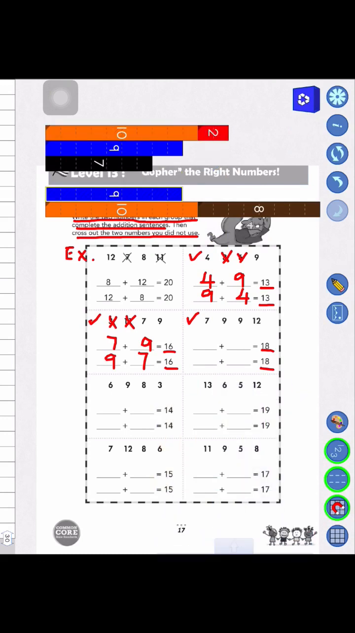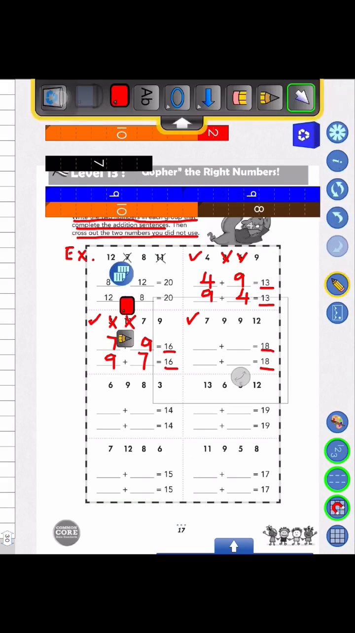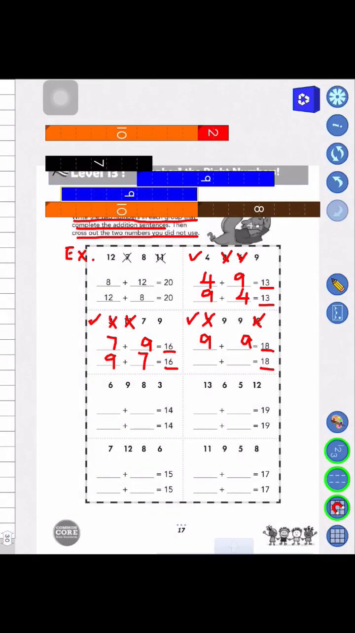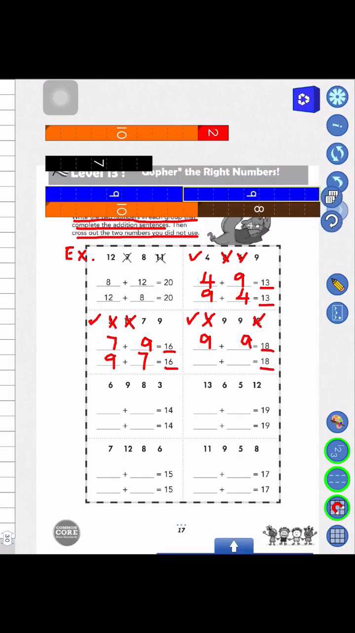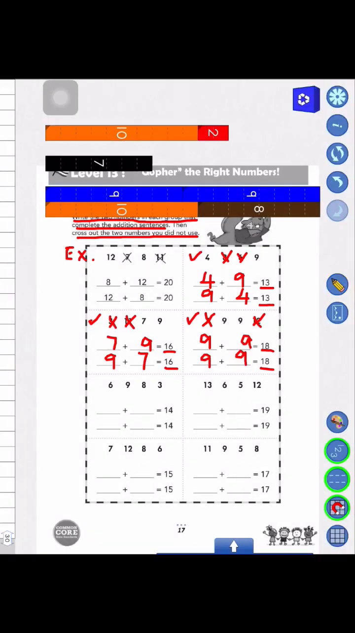Okay, this time we're going to try number 9 first. Between 18 and 9, there are 9 square differences. So we get a number 9. So two 9s add together equals 18. So we cross out number 7 and number 12, and we put 9 and 9 in this number sentence. 9 plus 9 equals 18, and also 9 plus 9 equals 18.